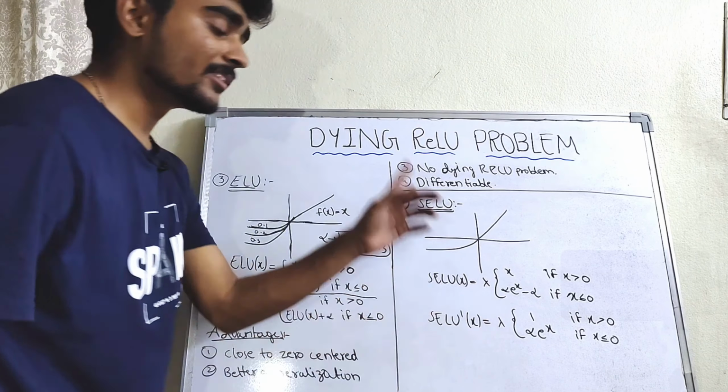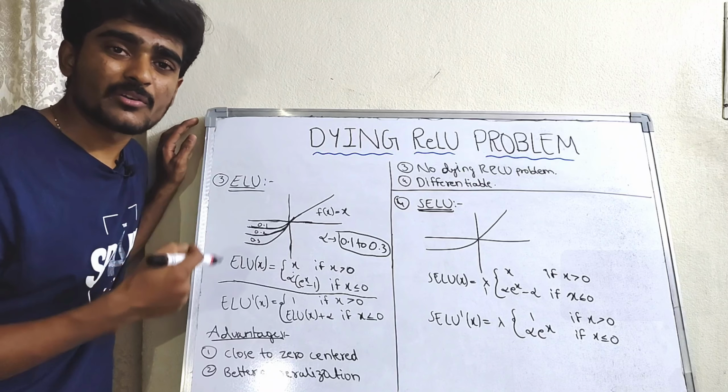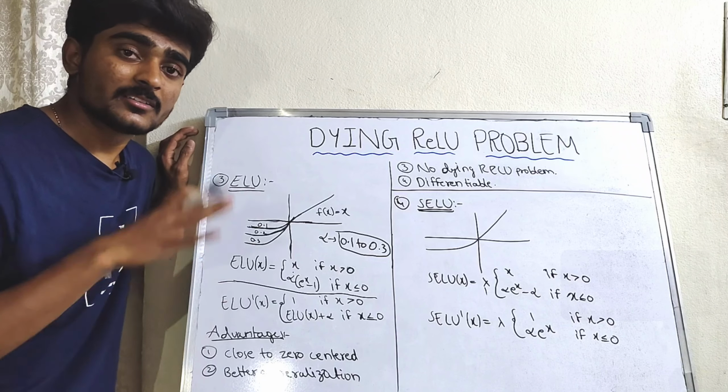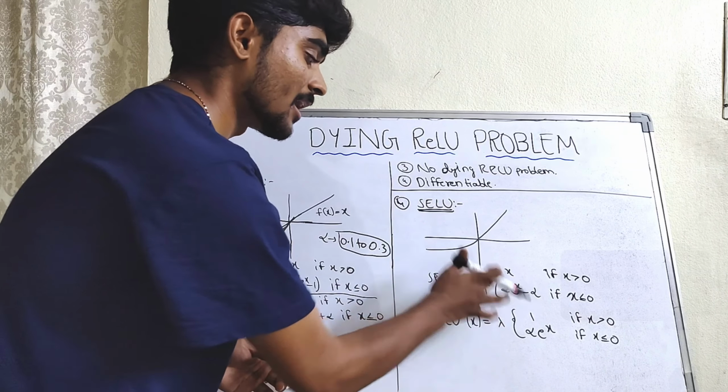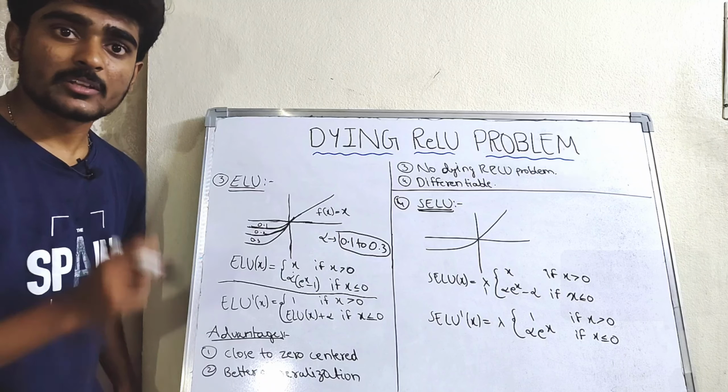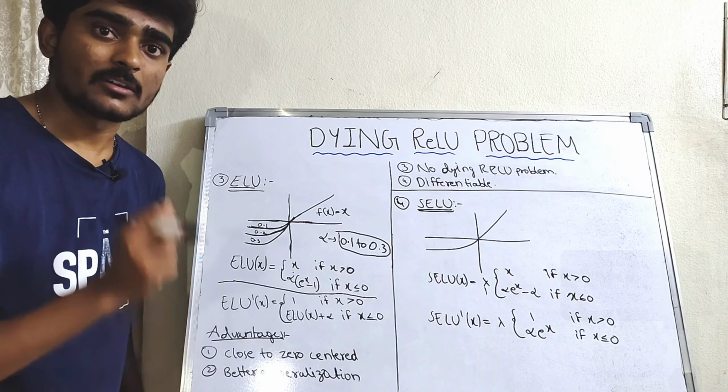Now you might have a doubt about what these values of alpha and lambda are. These values of alpha and lambda are two constants. I'll be displaying the values over here, you can check them out. This alpha and lambda are constant values. They are fixed constants. Alpha and lambda are not trainable parameters, they are fixed constants.